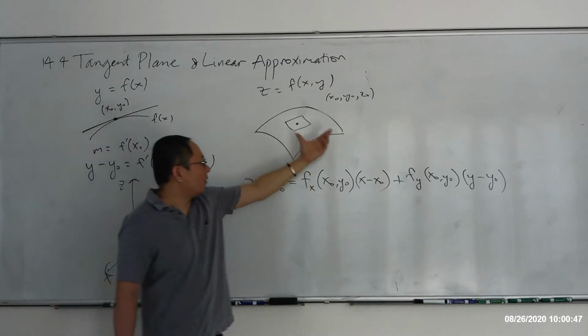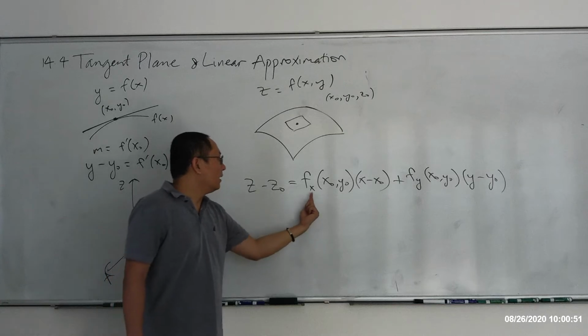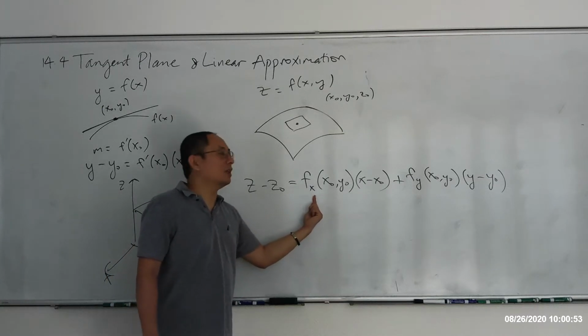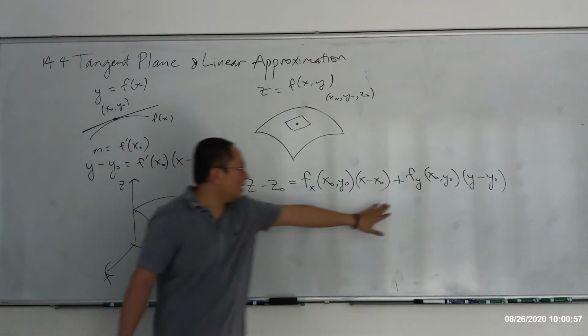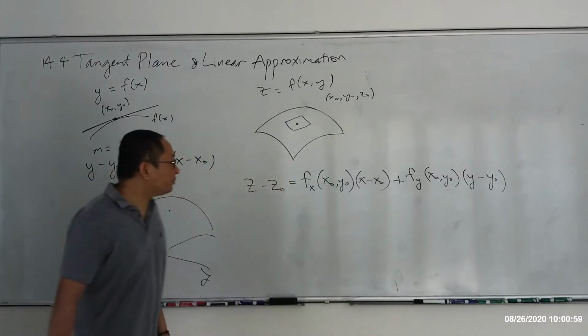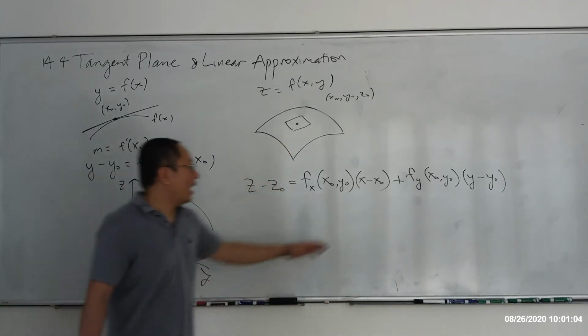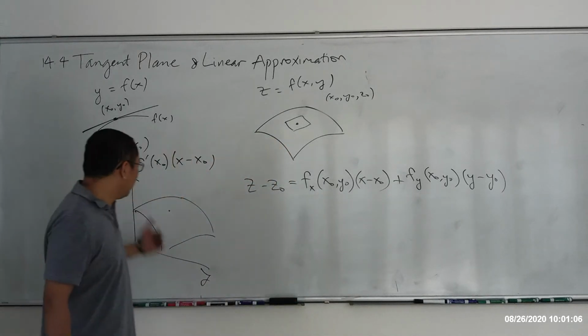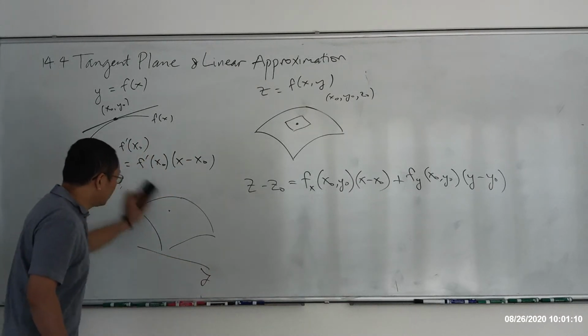Now we have two variables for the input, x and y, so we do partial derivatives. The partial f over partial x tells you the rate of change with respect to the x direction. And similarly, f sub y, the partial f over partial y or dz over dy, will tell you the rate of change in the y direction. This is how we understand the formula.